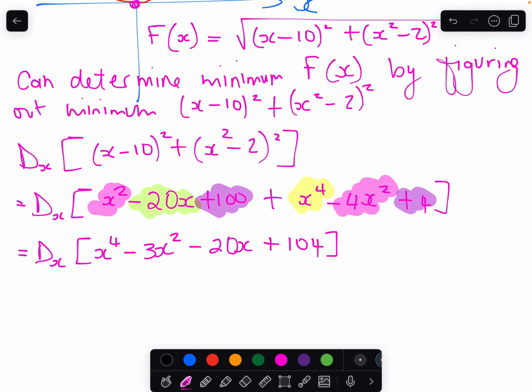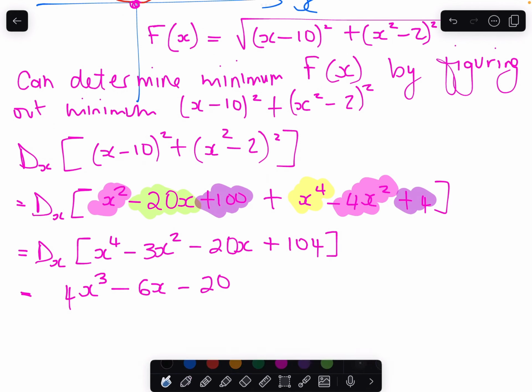Okay, so now we're trying to find the first derivative for this expression, which will be 4x cubed minus 6x minus 20.